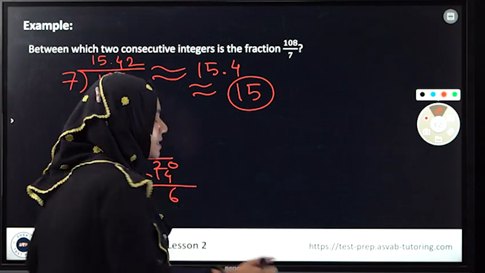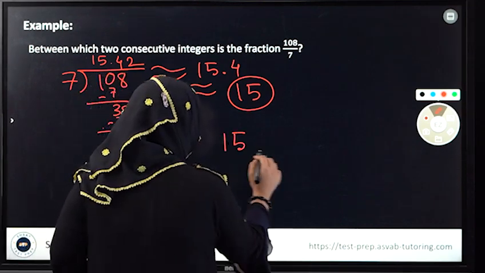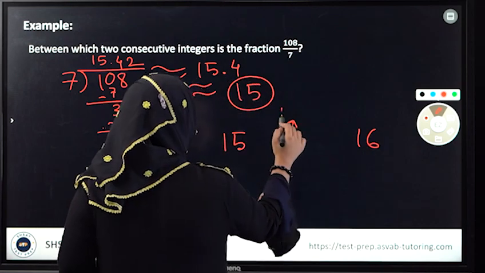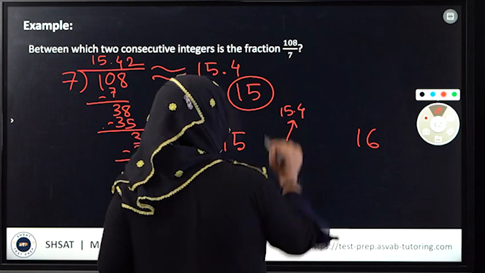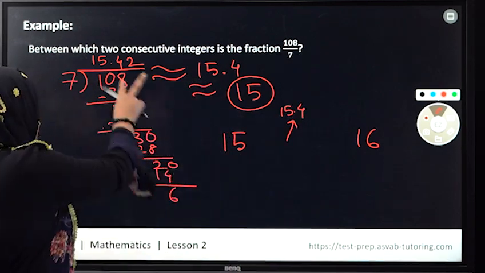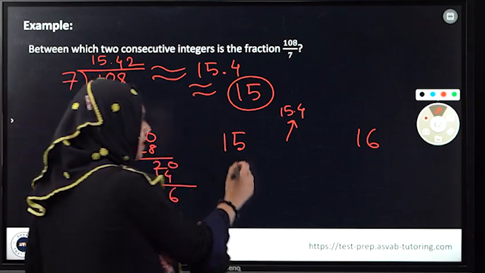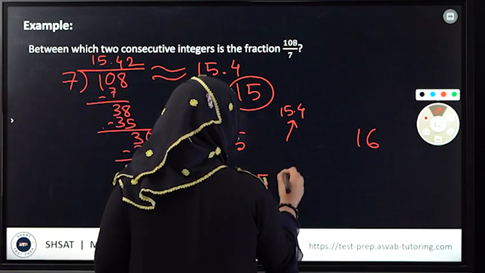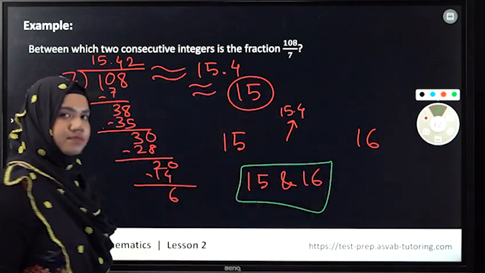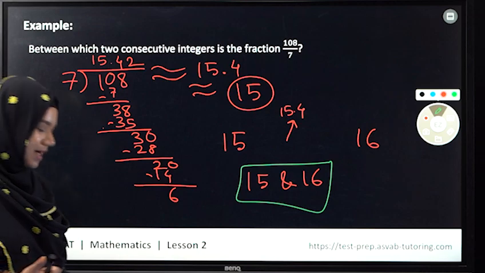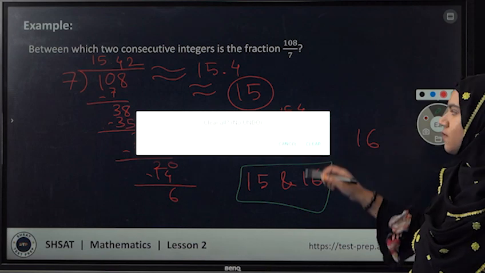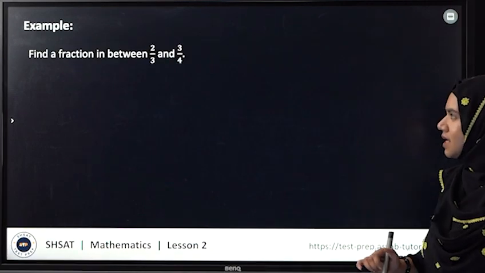What that means is, here is 15, and here is 16, and right in between, we have 15.4. Or in other words, we have this, right? So again, the question is, between which two consecutive integers is this fraction? Which means that my correct answer to this is 15 and 16. Hope you got this one right as well, okay? Kind of easy, right? If you do get the concepts clearly, I think it's easy for all of you to do maths. Let's now look at the next question.